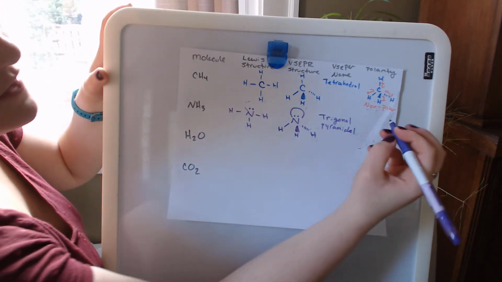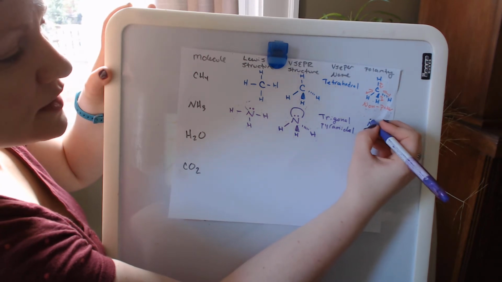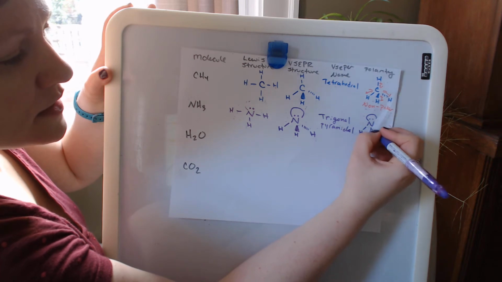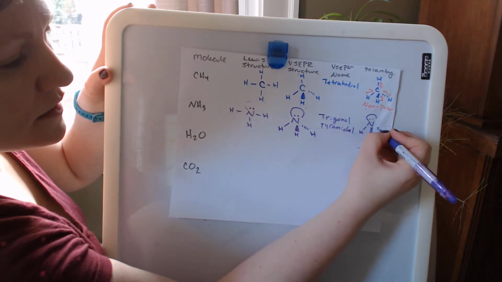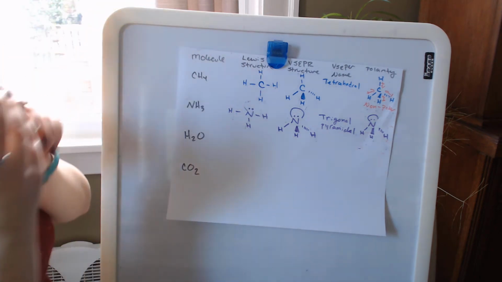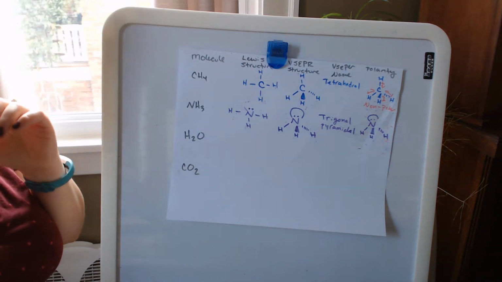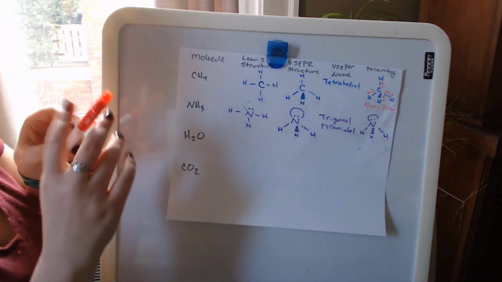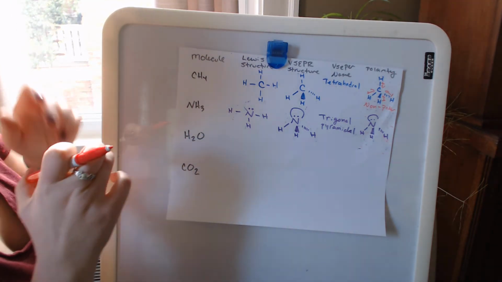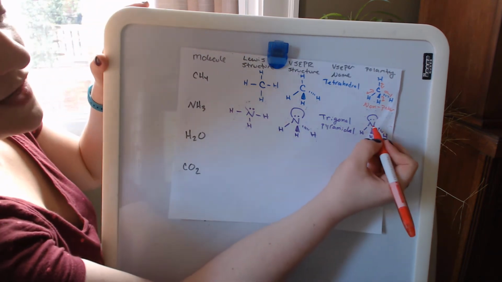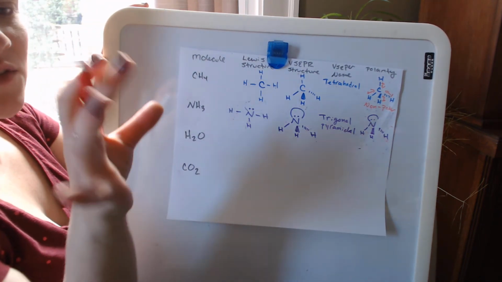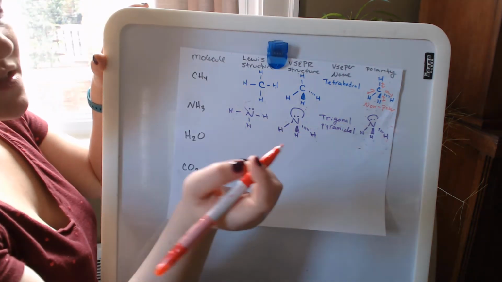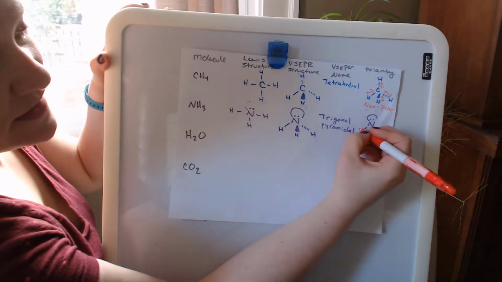All right, and then for polarity, we are going to redraw our VSEPR structure. And then we're going to use our periodic table again to look for electronegativity, to help us determine the polarity. So we look at nitrogen on the periodic table. You see it's towards the right. Hydrogen is at the top left. So nitrogen is more electronegative.